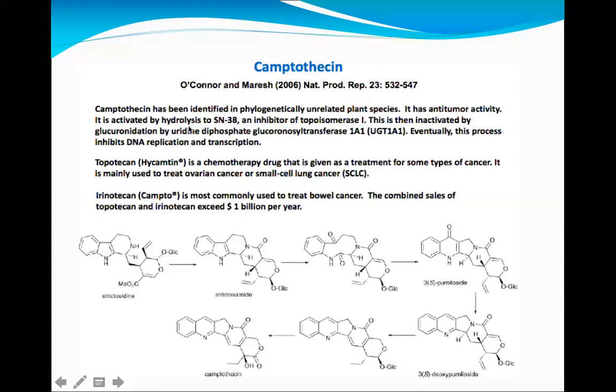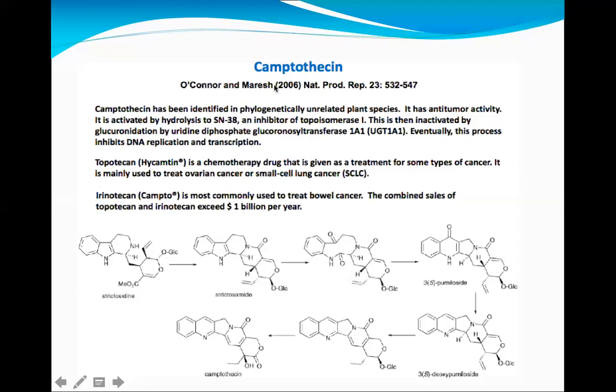And it is activated by hydrolysis to SN38, an inhibitor of topoisomerase 1. So it is an inhibitor of the topoisomerase 1 enzyme, and it causes hydrolysis to the SN38. This is then inactivated by glucuronidation by the uridine diphosphate glucuronosyl transferase enzyme. Eventually, this process inhibits DNA replication and transcription. That means camptothecin somehow inhibits DNA replication and transcription of the cell. So if you remember, this part is very important and critical for your exam.